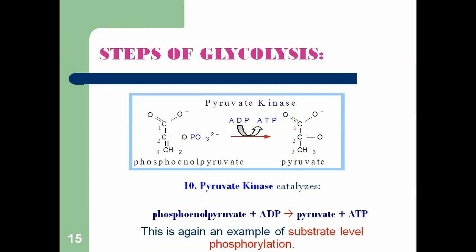Step 10, conversion of phosphoenol pyruvate to pyruvate. Phosphoenol pyruvate is dephosphorylated to pyruvate by pyruvate kinase. First, phosphoenol pyruvate is made into a transient intermediary state of enol pyruvate, which is spontaneously isomerized into ketopyruvate, that is the stable form of pyruvate. Here, one molecule of ATP is generated during the reaction, and this is yet another example of substrate level phosphorylation.